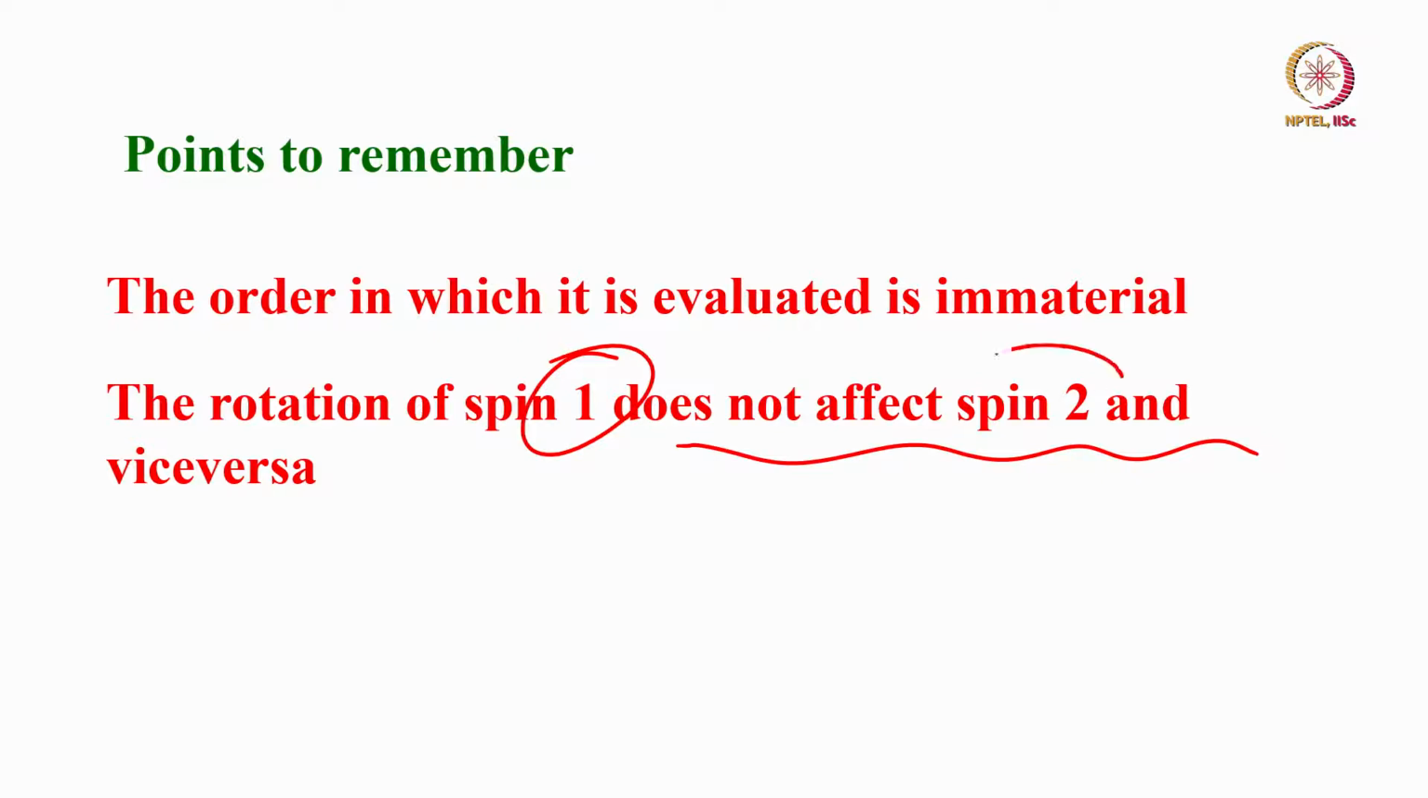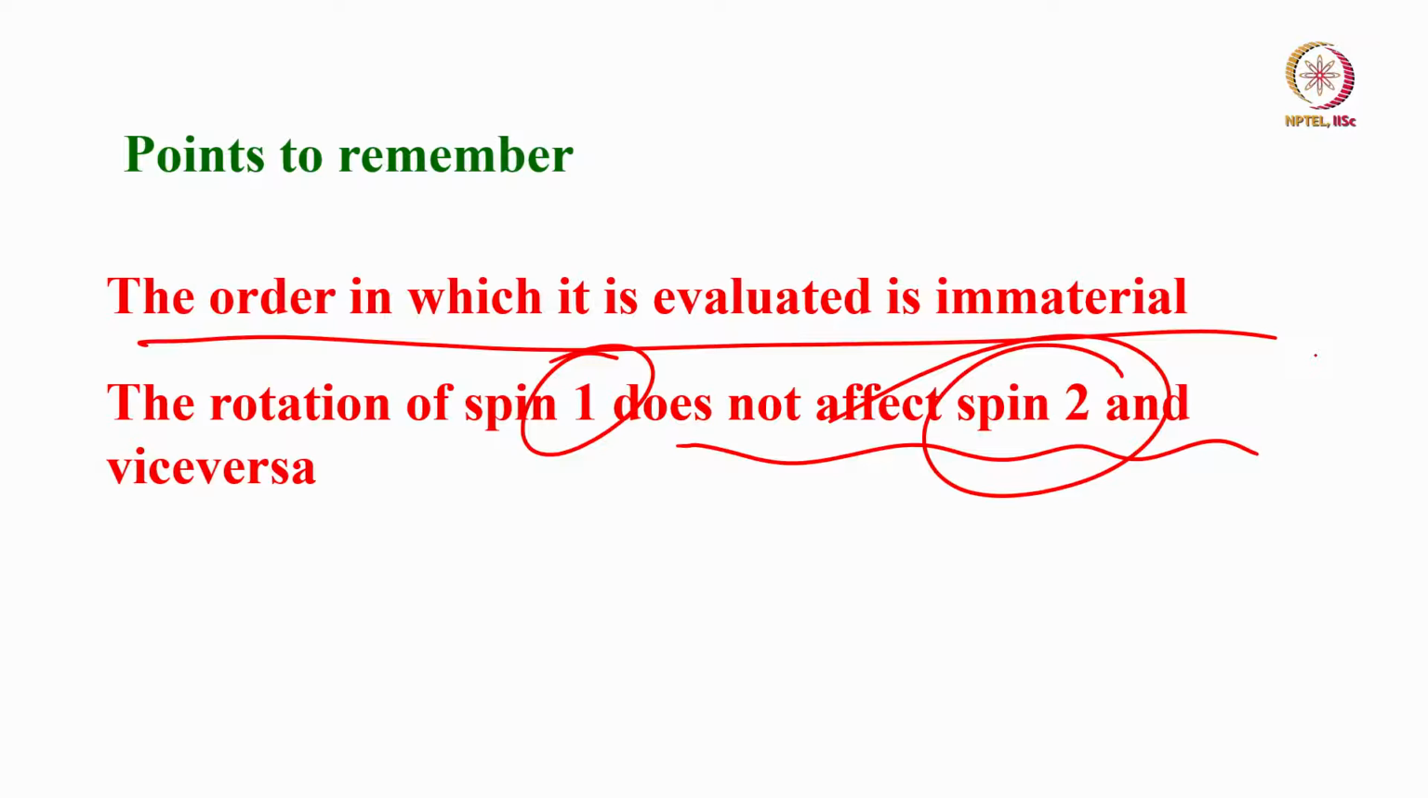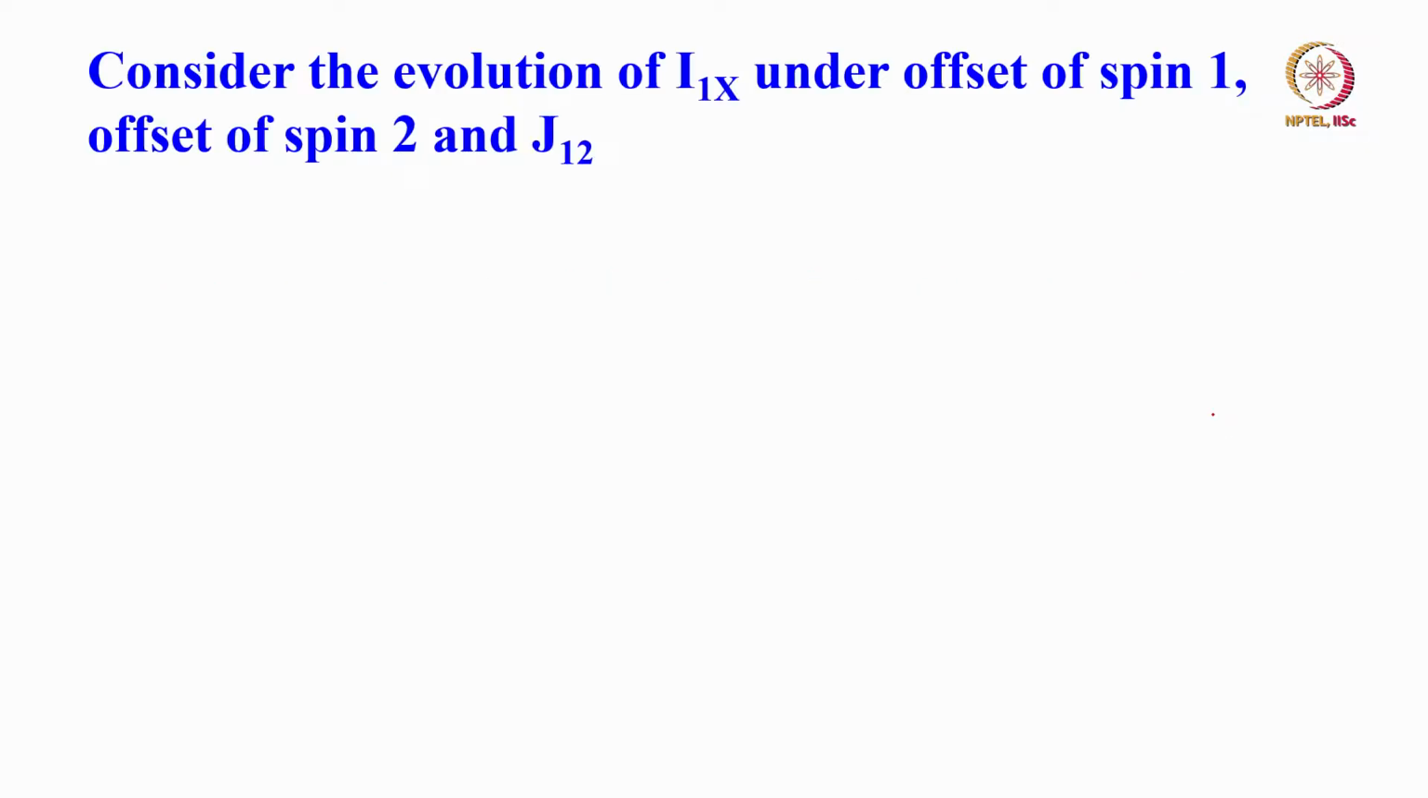Similarly, when you are considering rotation of spin 2, it does not affect spin 1 at all. Rotation of spin 2 does not affect spin 1. So, both are important points. The order in which you evaluate chemical shift first or J coupling first, free precession, all those things does not matter. Individually for spin 1, spin 2, chemical shift and J coupling, you can do anything in any order. And another important thing, rotation of spin 1 does not affect the rotation of spin 2 and vice versa.